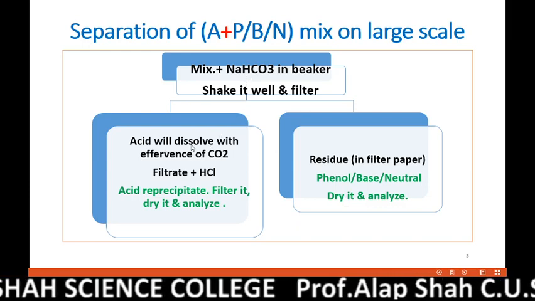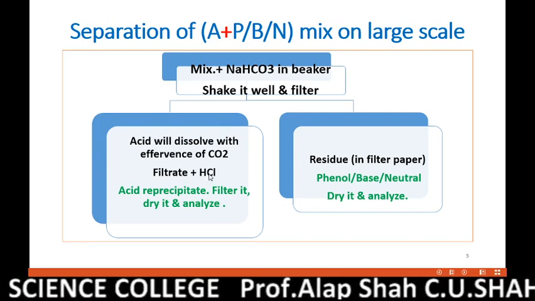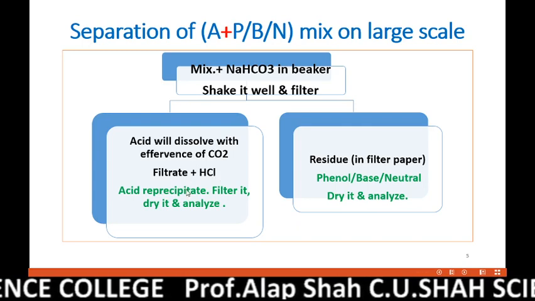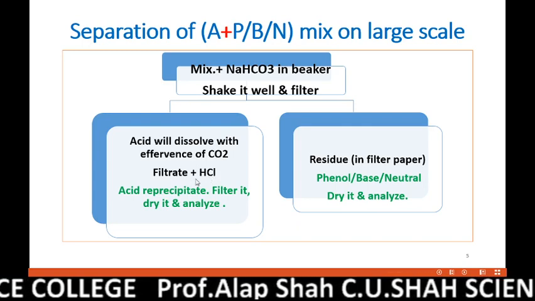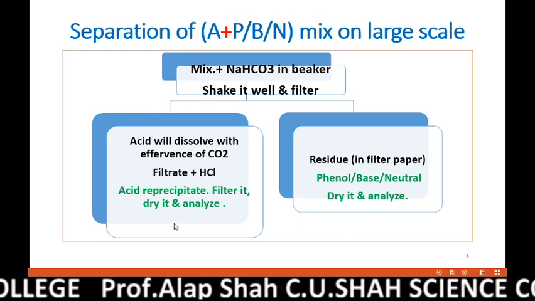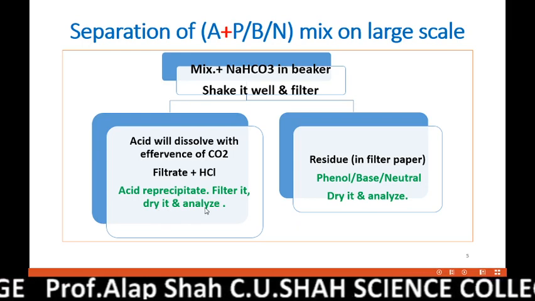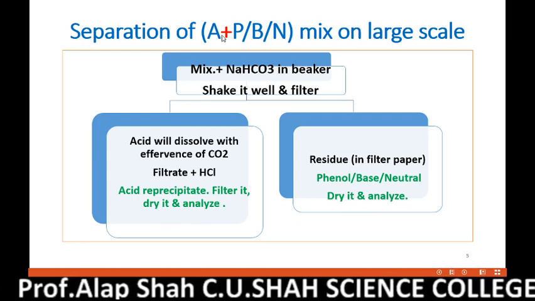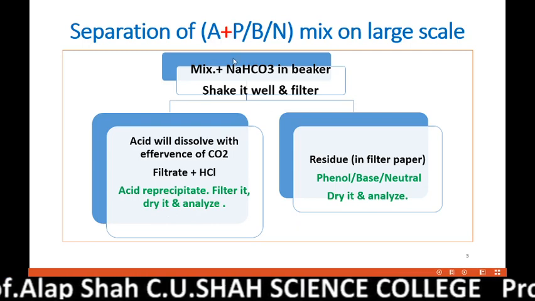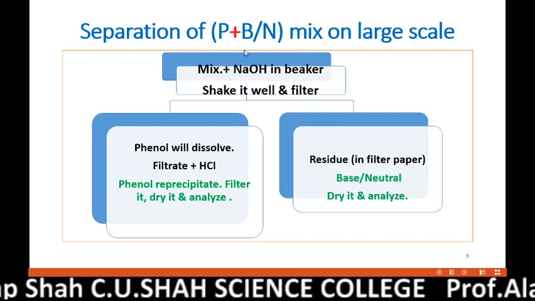So add HCl dropwise. Here you will again get effervescence and then the acid will be set free. Again filter it. On the filter paper you will get the acid; dry it and analyze it. So separation of acid plus phenol, or acid plus base, or acid plus neutral can be done this way. Now let us discuss another type, phenol plus base or phenol plus neutral.